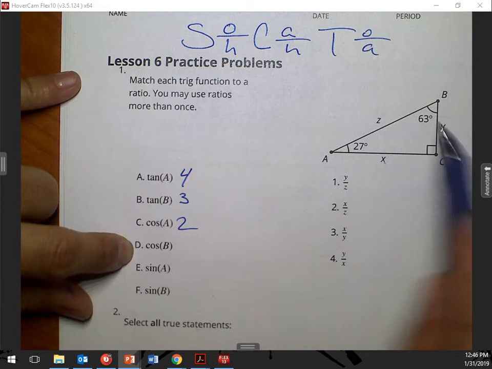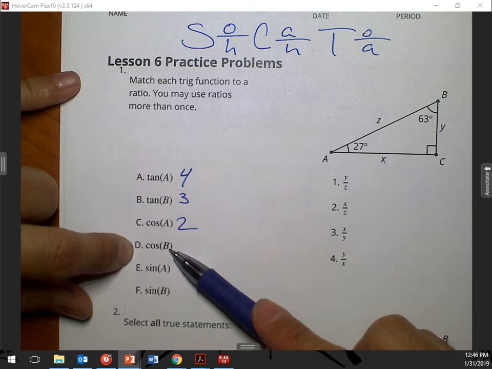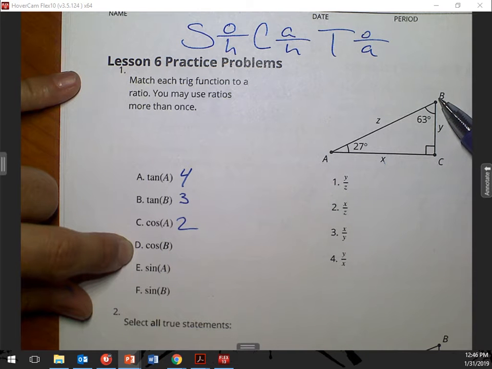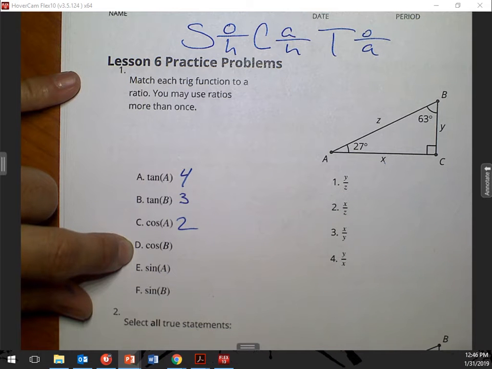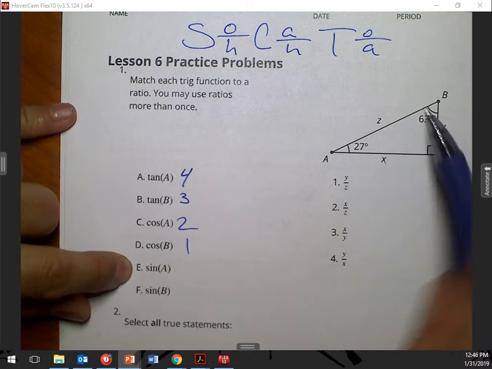Now, let's do it again. This time it's B. So I'm looking out here. What is adjacent to B? Y. And hypotenuse is? Z. So where's y over z? 1. Now, let's try it.